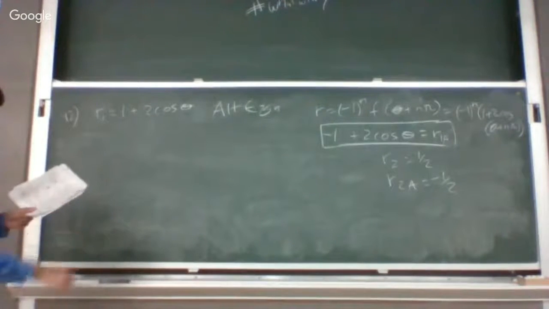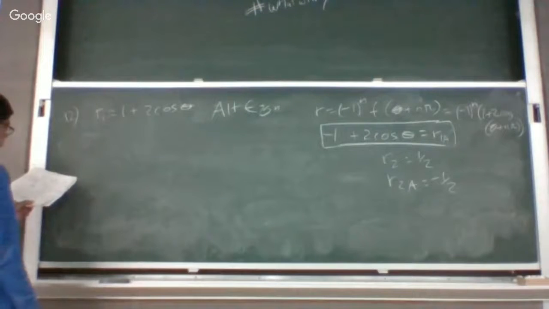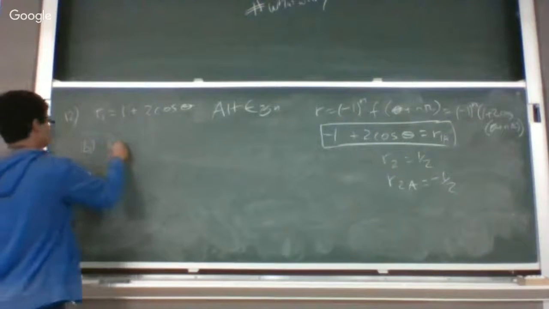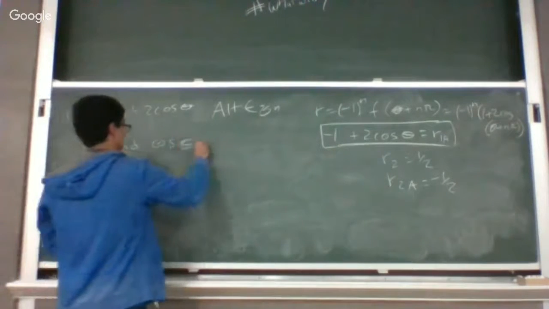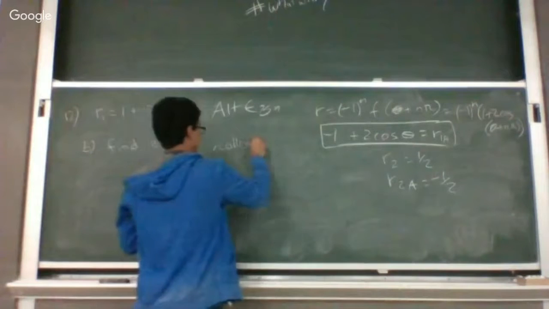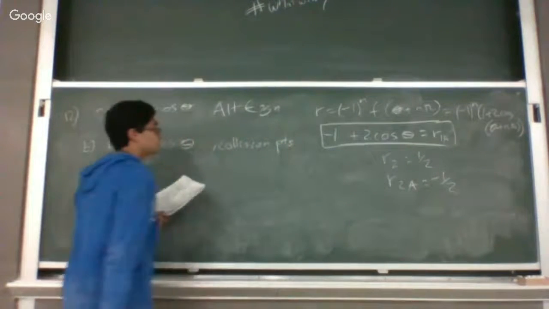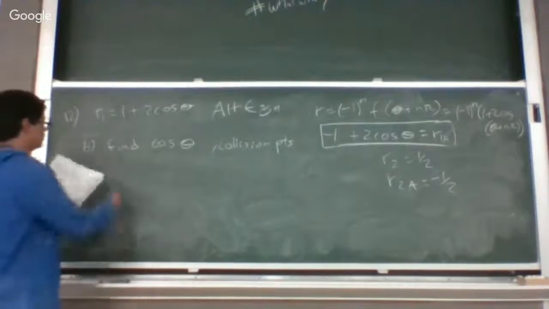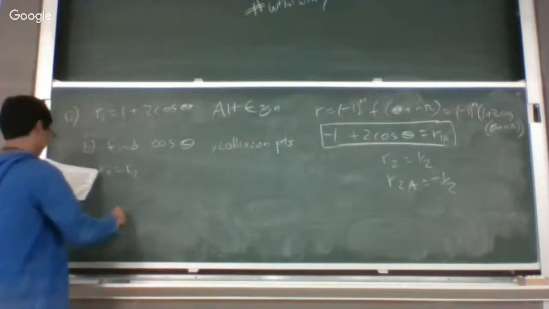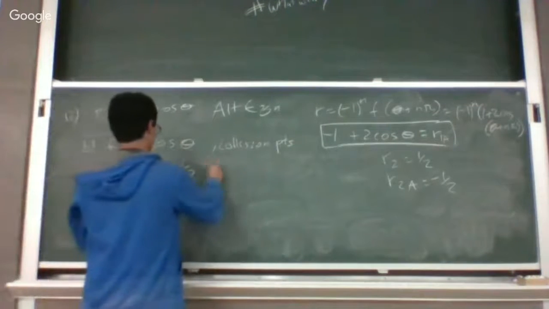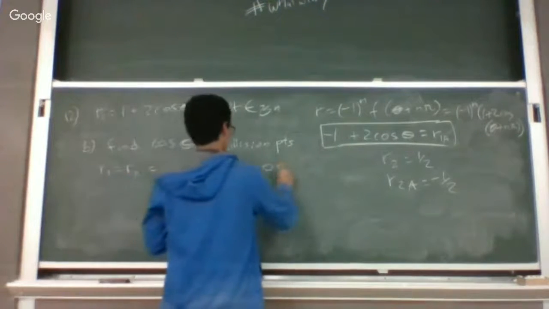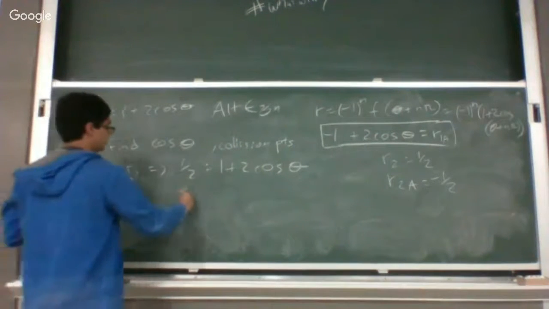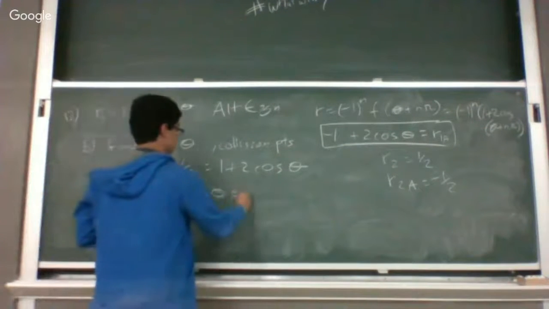For part B, find the collision points. And we have to find cosine of theta, not theta. What do we set equal to when we try to find collision points? The original equations. So then we have 1/2 equals 1 plus 2 cosine of theta. We subtract the 1, we get -1/2, divided by 2, cosine of theta equals negative 1/4.